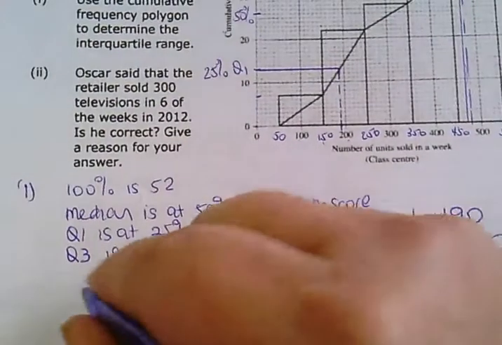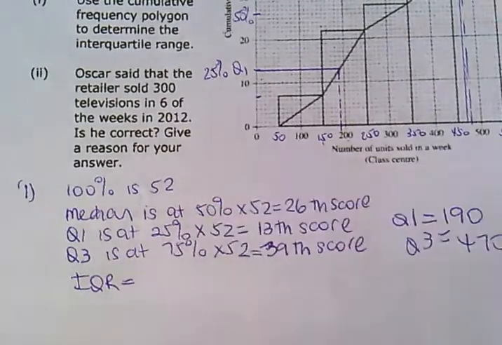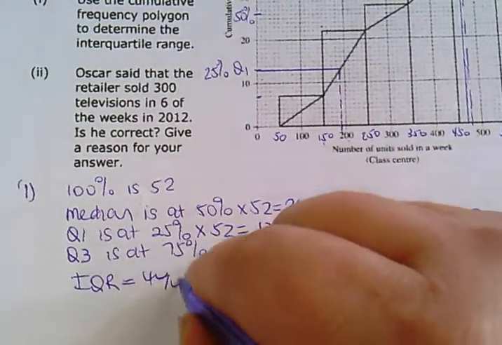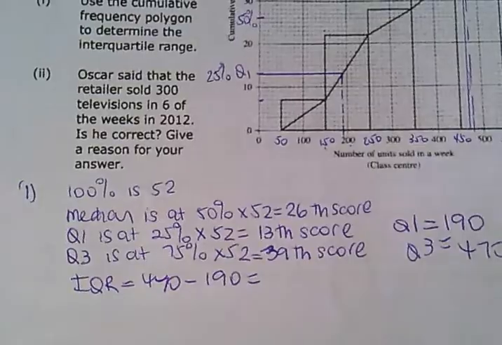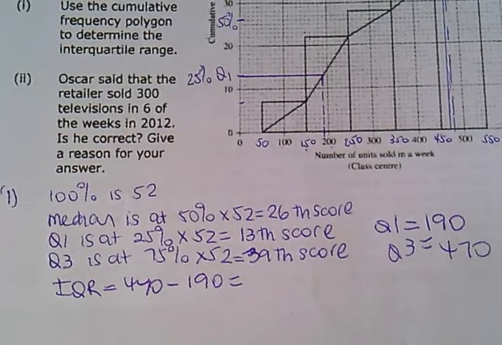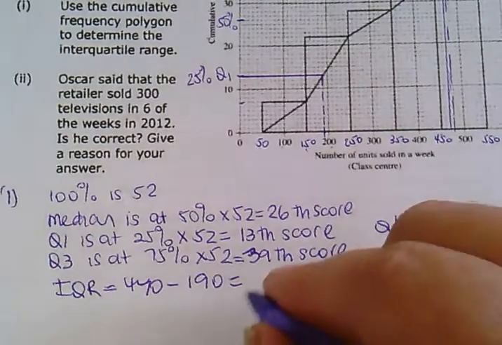And so therefore, the interquartile range is 470 minus 190, which is 260.